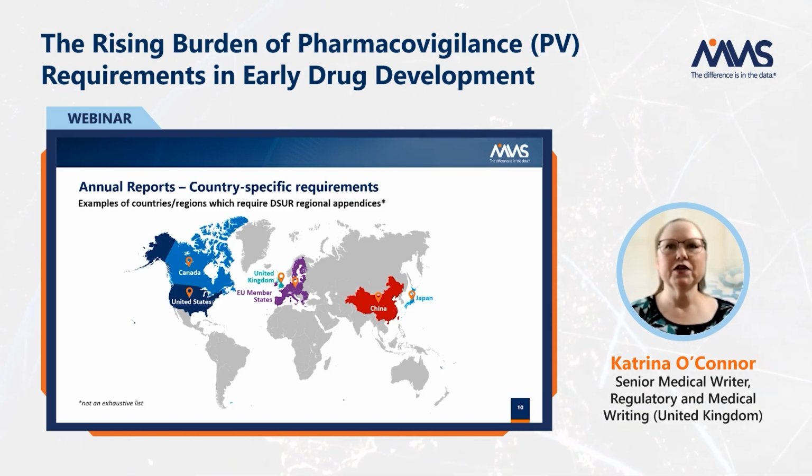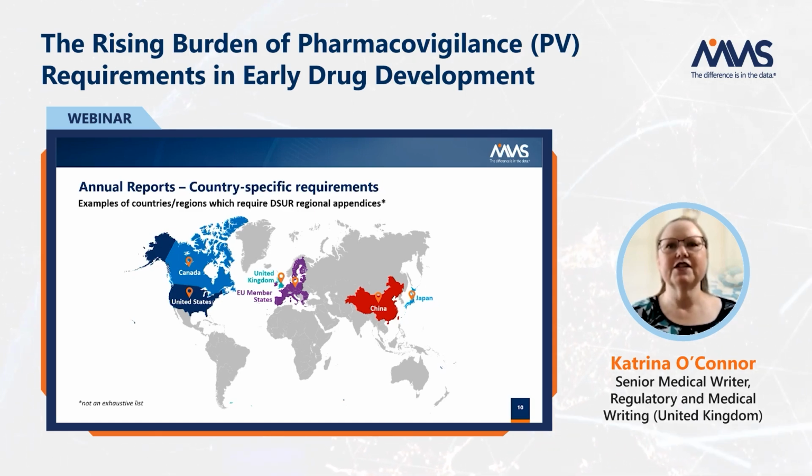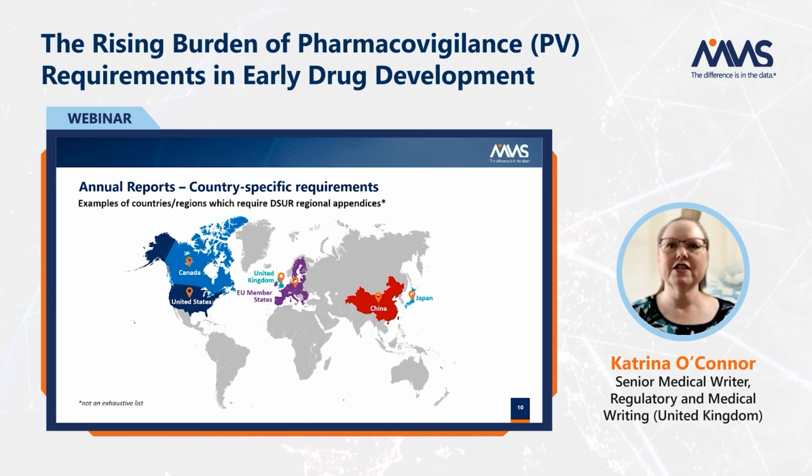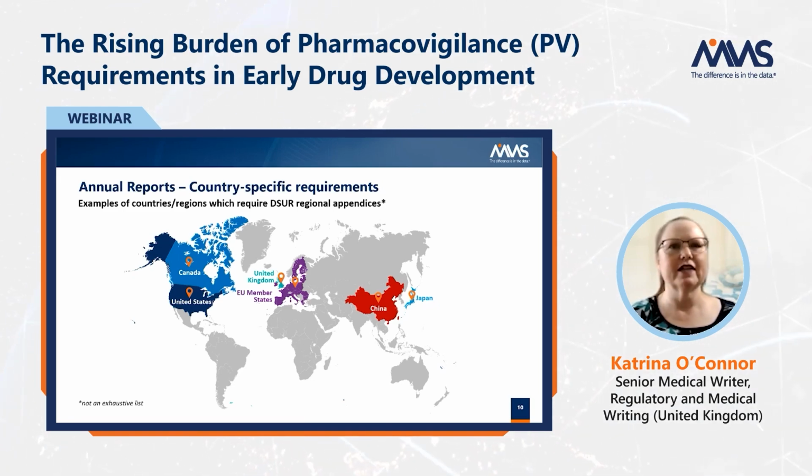Presented here is a non-exhaustive list of those countries and regions which require standard DSUR regional appendices and include the US FDA, Canada's Health Canada, the UK MHRA, EU EMA, the Chinese NMPA and the Japanese PMDA. Other countries may have specific reporting requirements, and it is recommended that the individual regulatory agency guidance is consulted when preparing a DSUR to ensure compliance.